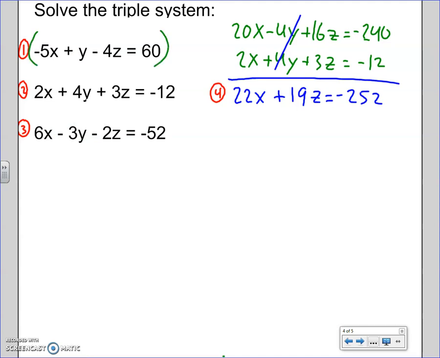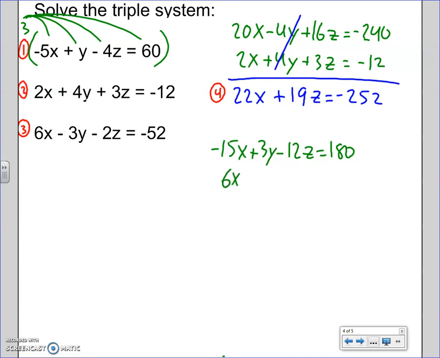And distribute. So 3 here distributes to everything. I get negative 15x plus 3y minus 12z equals 180. The other equation stays the same: 6x minus 3y minus 2z equals negative 52. Then I do elimination by adding straight down. Negative 15 plus 6 is negative 9. The y's cancel. Negative 12 minus 2 is negative 14.